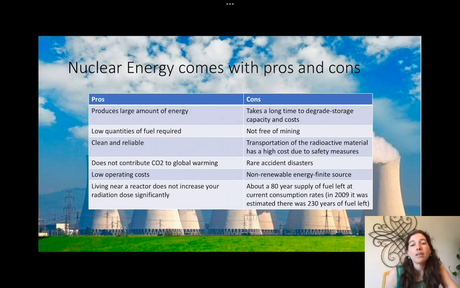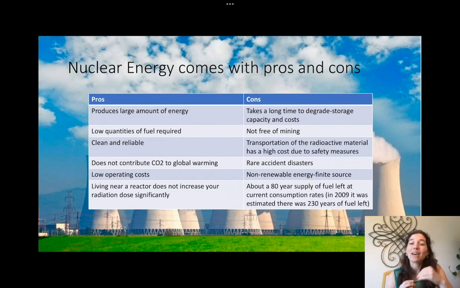Another very important thing about nuclear energy is that it's a non-renewable resource. So once we use up all the uranium, it's gone. It doesn't come back. Just like oil and gas, that sort of thing, it's a finite source. And what's really interesting about that is I looked it up, and it sounds like we have about an 80-year supply of nuclear fuel left at the current consumption rates as of 2022. Which is not very long.